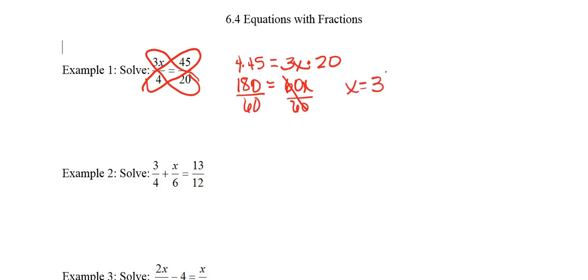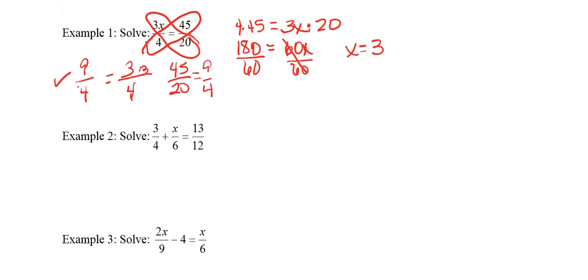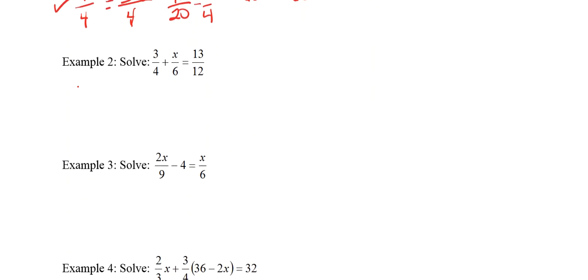Again, we can take and multiply, put the 3 back in to see what's going on. 3 times 3 over 4, that's 9 over 4. 45 over 20, they're both divisible by 5. If you divide them both by 5, you get 9 over 4, so it does check. So you can still go through the checking process.